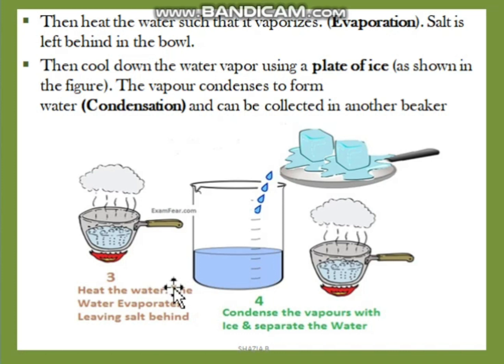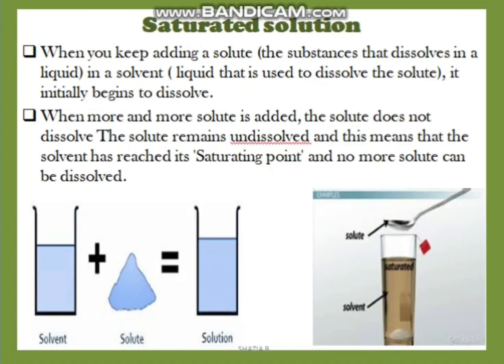Lastly, we have to discuss saturated solution. Before that, what exactly is a solution? We already mentioned sugar solution, saline solution, etc. When a substance is dissolved in a liquid, it forms a solution. For example, salt solution is salt in water, and sugar solution is sugar dissolved in water. The solid that is mixed in the solution is called the solute, and the liquid in which the solute is mixed is called the solvent.